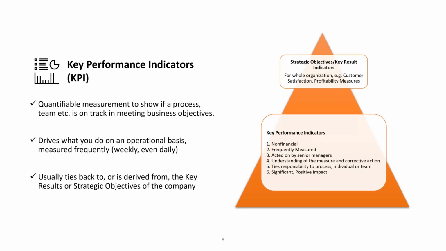So how do you set the goals for this continuous improvement and measure whether you're actually improving? The way that you do this, of course, as I'm sure all of you have guessed, is through KPIs, or key performance indicators. These are non-financial, quantifiable measurements that show you if you're on track and meeting your objectives. And they tend to be measured frequently, weekly, even daily, depending on the kind of access that you have to the data.